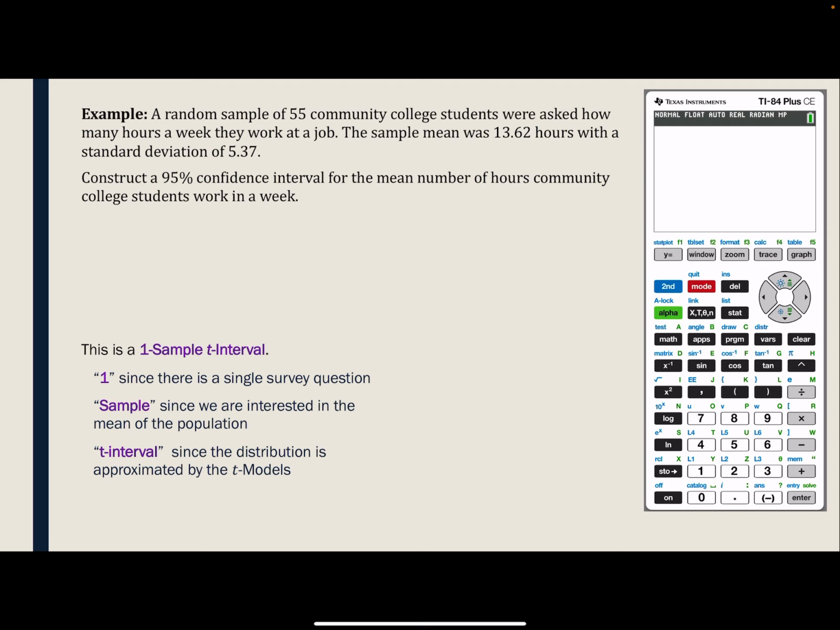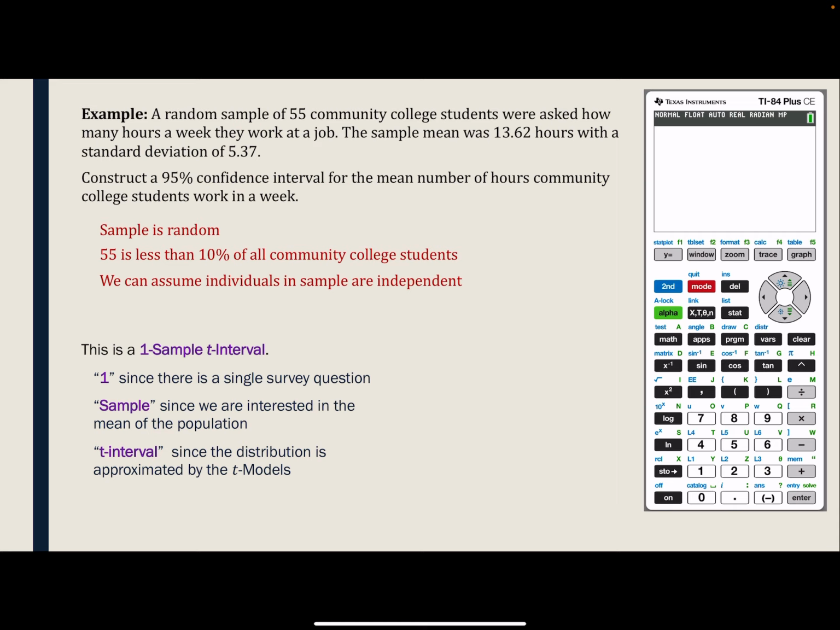So we're going to look at the assumptions and conditions first. We're told that this is a random sample. 55 is definitely less than 10% of all community college students, which means that it's safe to assume that the individuals within this sample are independent. And then 55 is greater than 30, so we don't have to check anything. We can say, yep, this is large enough, it meets that nearly normal condition. We can use the t models. So this means that it's safe to use those t models, and we can look for a one sample t interval, which is the formal name of this, but in our calculator it's just called a T interval.